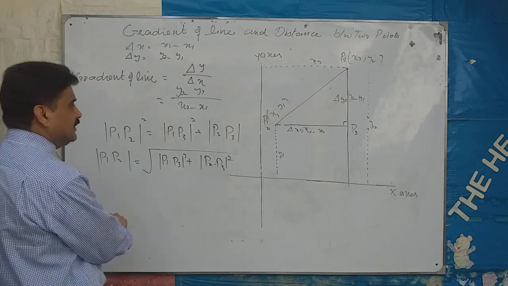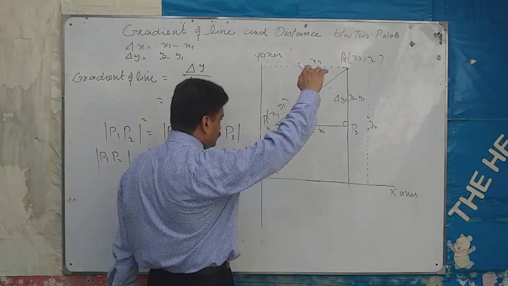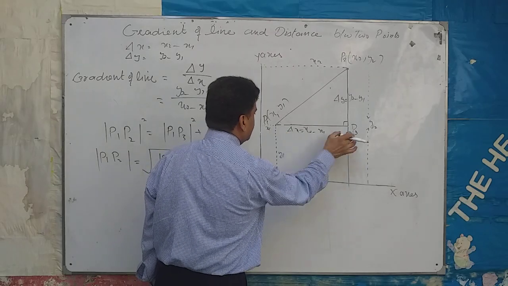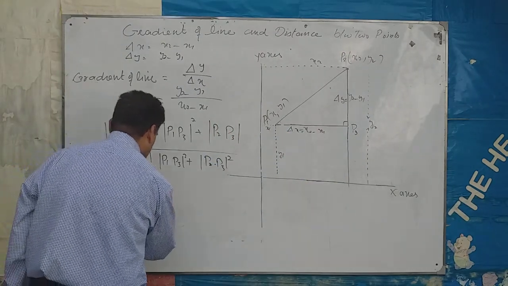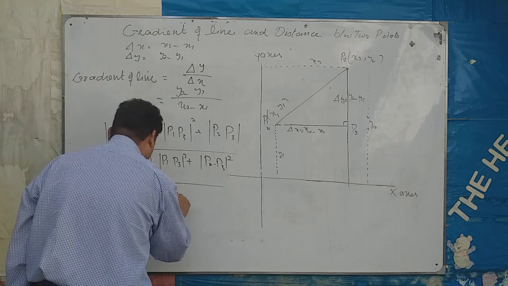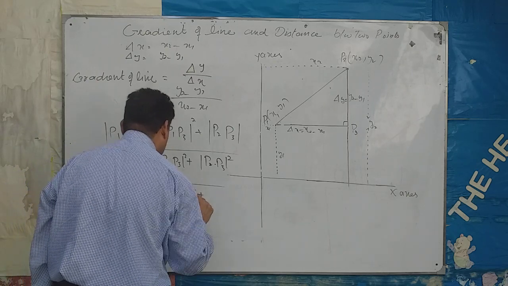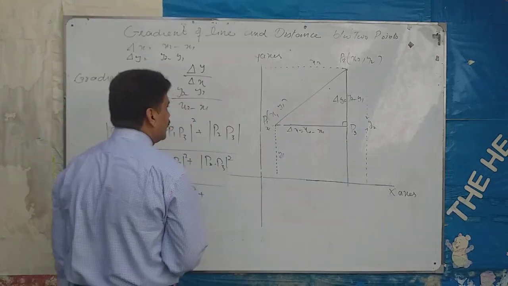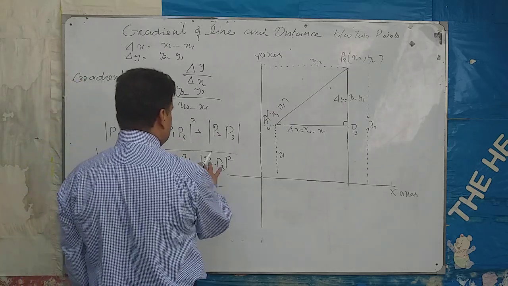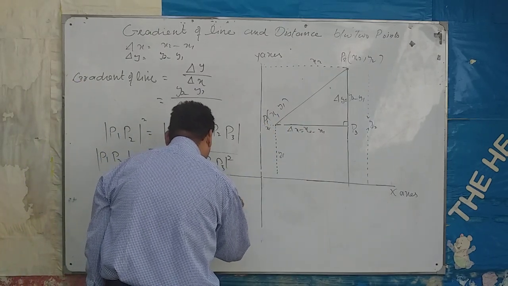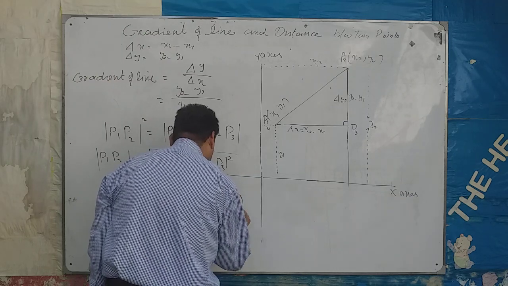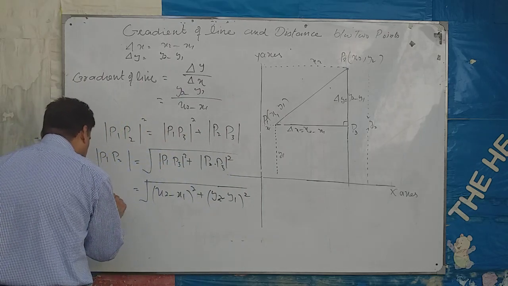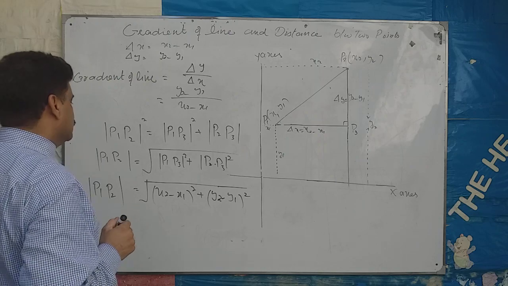As we know that P1, P3 is the distance with total change in x, which is equal to del x, we can write P1, P3 as x2 minus x1. And P2, P3 is the total change in the y coordinate of P1 and P2. We replace P2, P3 with y2 minus y1. This is the distance between 2 points P1 and P2.